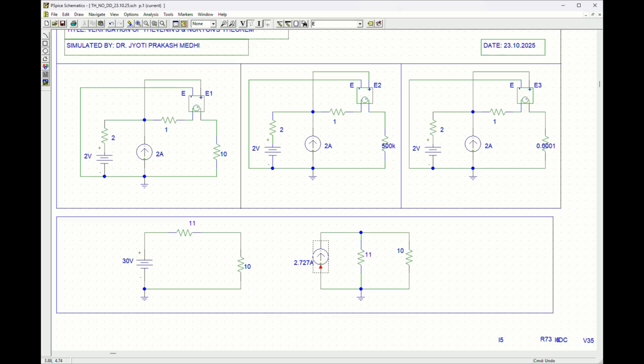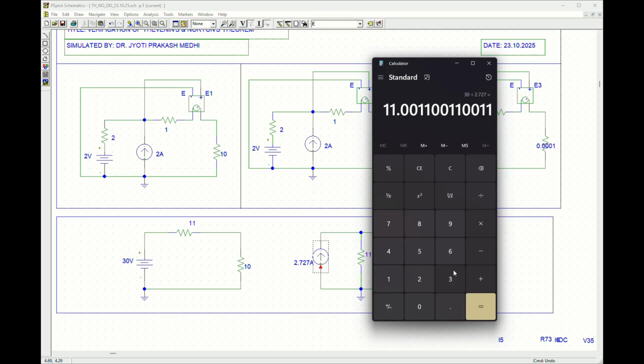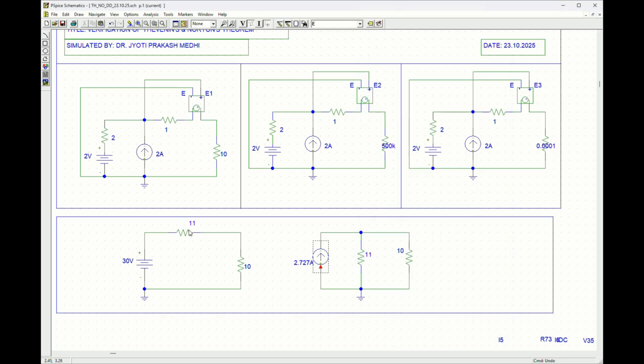Now, to determine the Thevenin or Norton resistance, it can be calculated like this. We have VTH, which is 30, divided by ISC, which is 2.727, so the value is 11. That is why we are putting the value as 11 here.